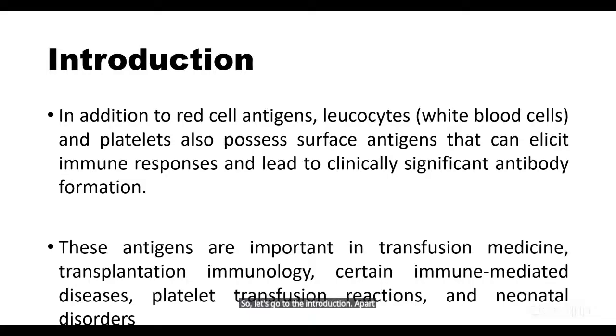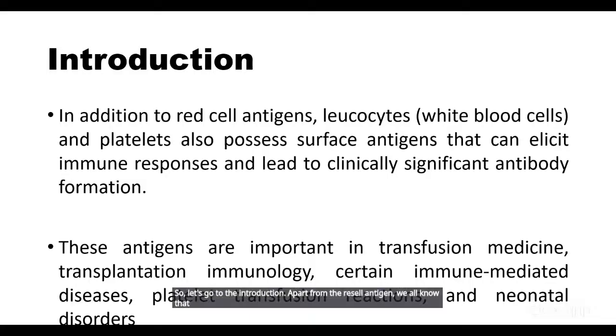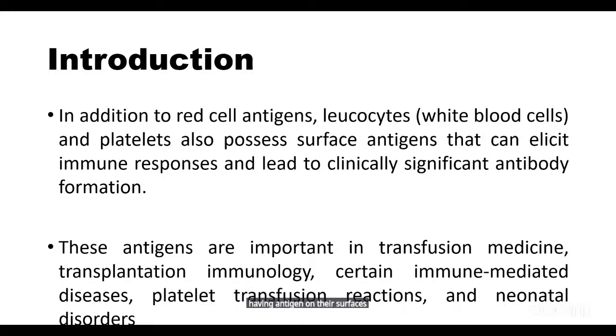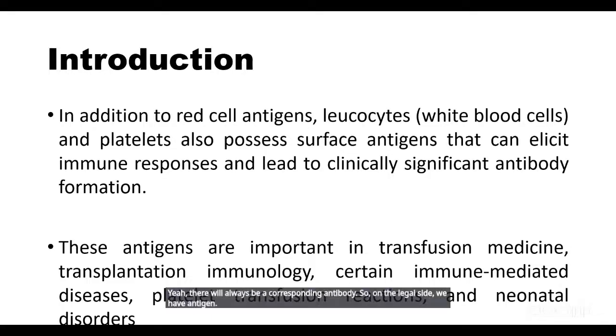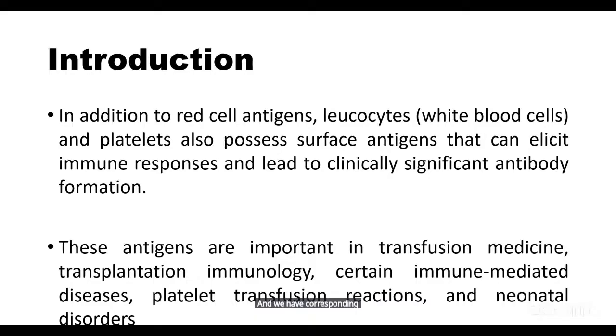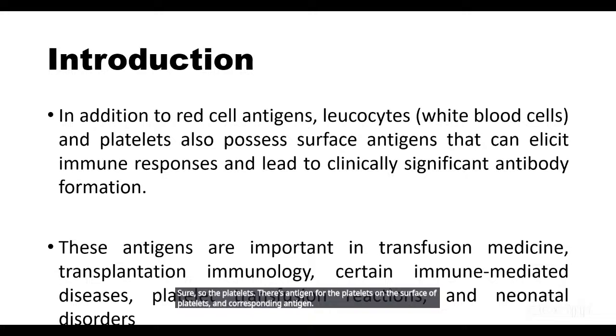Apart from the red cell antigen, we all know that we have leukocytes and platelets having antigen on their surfaces as well. So that is where this topic comes from: leukocyte and platelet antigen and antibody. And of course, wherever you see antigen, there will always be a corresponding antibody. On the leukocyte, we have antigen and we have corresponding antibody in the serum or the plasma. So also the platelets have antigen on the surface and corresponding antibody as well in the system.